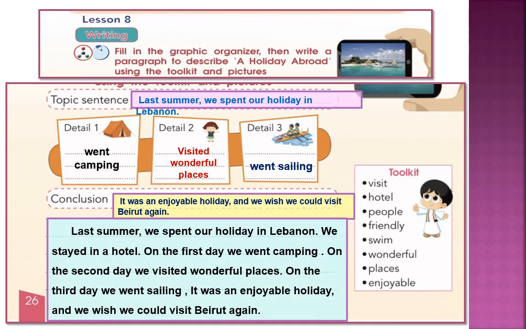Here is our paragraph, let's read it. Last summer we spent our holiday in Lebanon. We stayed in a hotel. On the first day we went camping. On the second day we visited wonderful places. On the third day we went sailing. It was an enjoyable holiday. And we wish we could visit Beirut again.